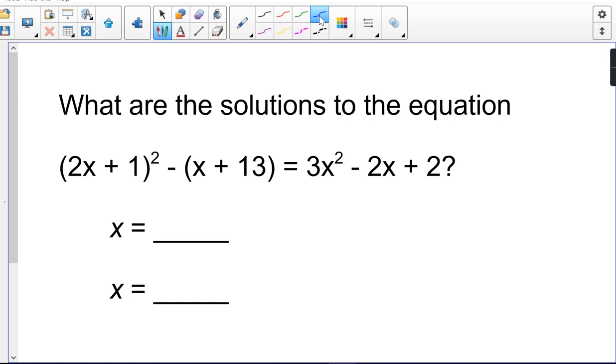But right now it really just looks like a big mess to me. I think there's some stuff that we want to simplify, and then we'll be able to figure out what method we should be using to solve for x. So to simplify on the left side, the first thing I see is (2x + 1) squared.